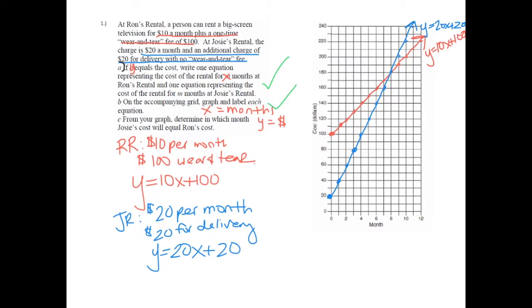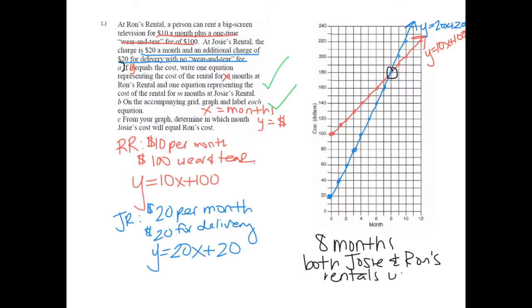From your graph, determine which month Josie's cost will equal Ron's cost. Well, it's easy to see at this point. It's right here. Okay, and that is after 8 months. Both Josie and Ron's rentals will cost the same. I'm going to carry that over, so that's 8 months. It's going to be $180.